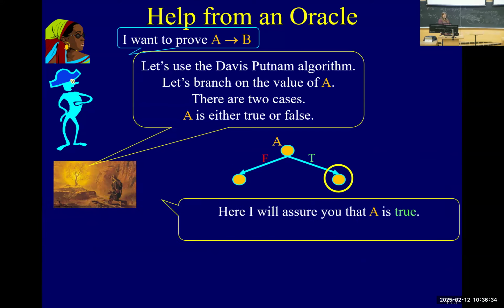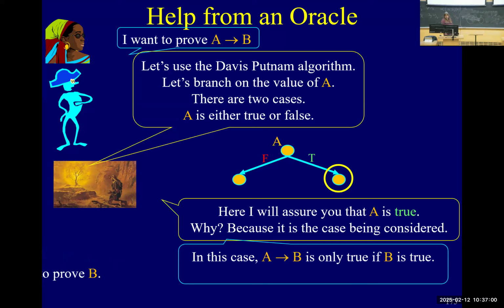Now, in the other case, we assume A is true. And why are we considering it true? It's because it's the case we're doing. Now, you might say, why am I doing this again? We've done this before. But people often come back and say, well, why are you assuming A is true? Well, only because it's the case we're considering, right? And so then we have to prove B.